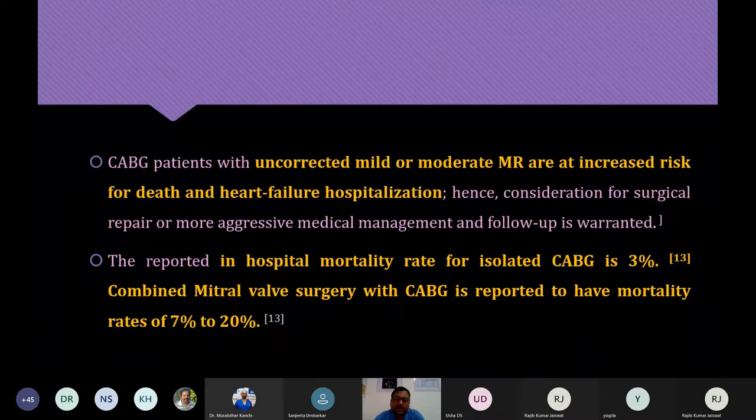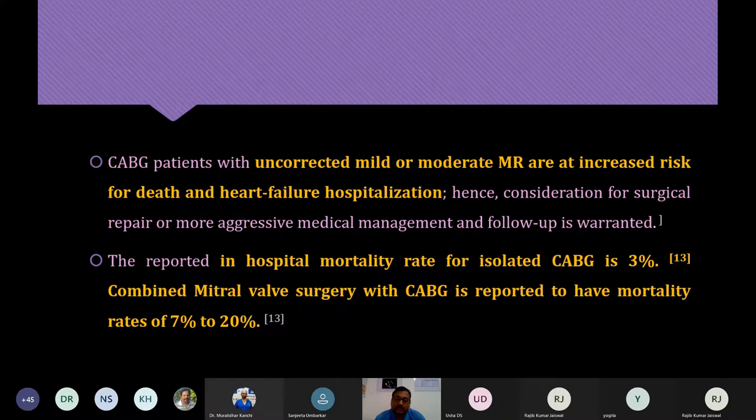CABG patients with uncorrected mild or moderate MR are at increased risk of death and heart failure hospitalizations. Hence, consideration of surgical repair or more aggressive medical management in follow-up is warranted. The reported in-hospital mortality rate of isolated CABG is only 3%, but if it is combined with mitral valve procedures, it is 7 to 20%.